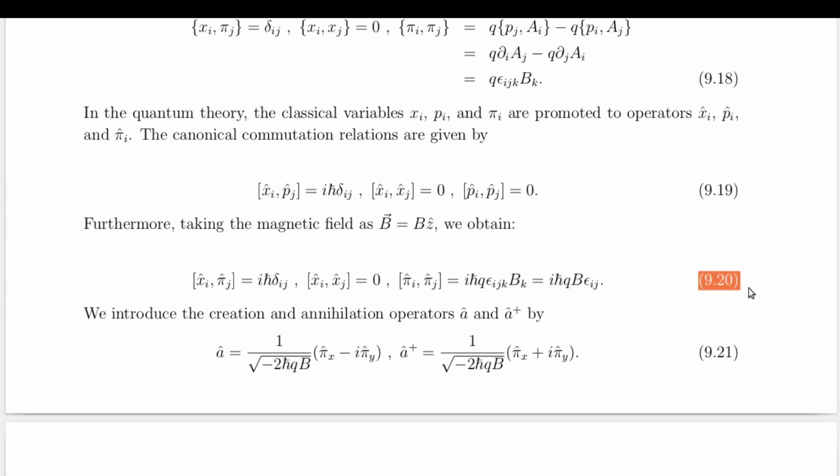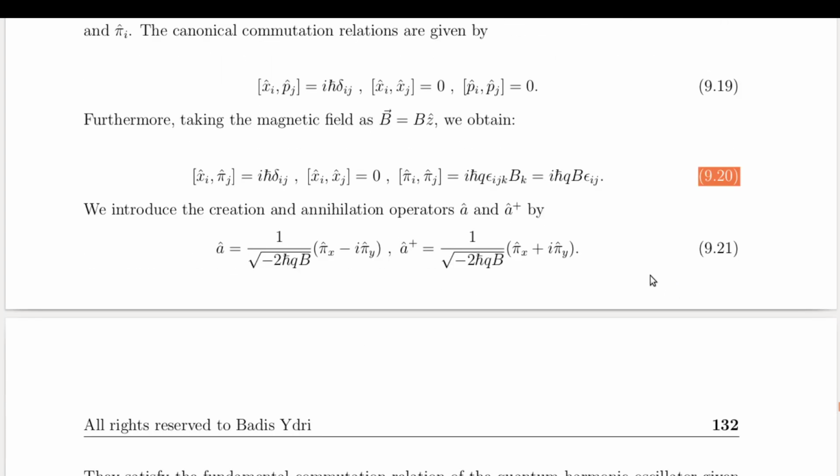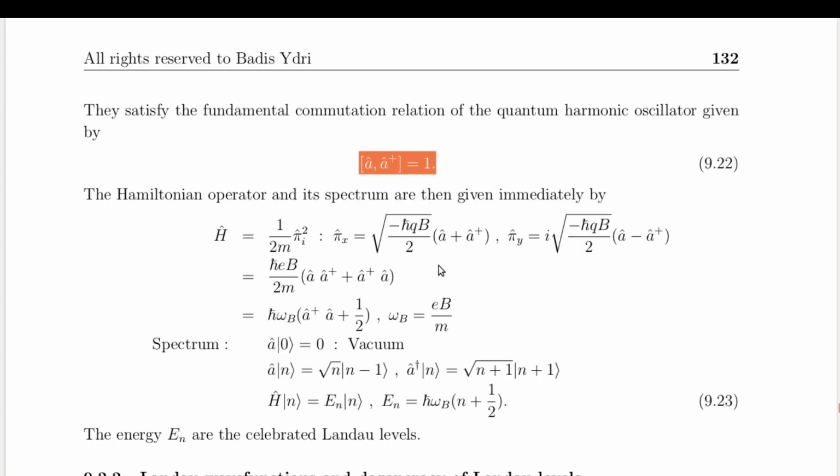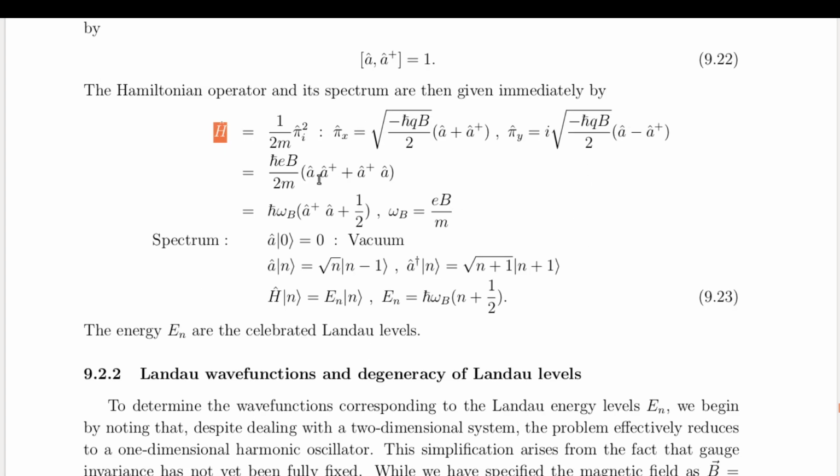Notably, these relations resemble the algebra of quantum harmonic oscillators, and thus we can express them in terms of raising and lowering operators. The Hilbert space is then constructed from a ground state annihilated by the lowering operator, while excited states arise by applying powers of the raising operator to this ground state. The Hamiltonian itself is formulated in terms of the number operator, which directly yields the well-known Landau energy levels when acting on these states.